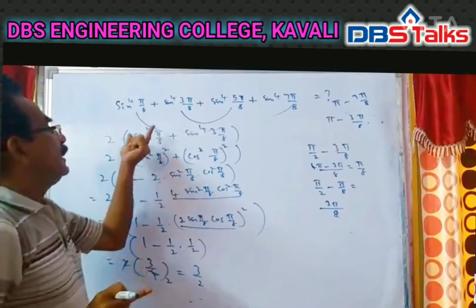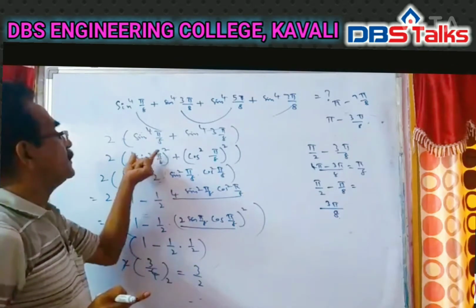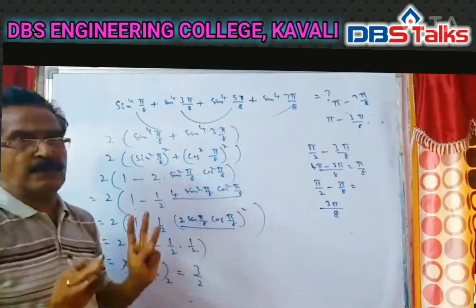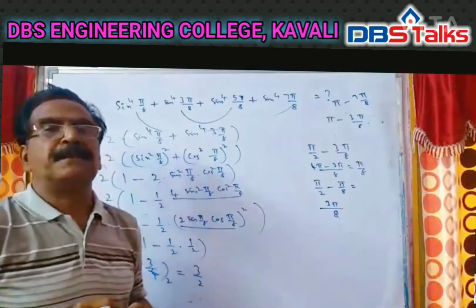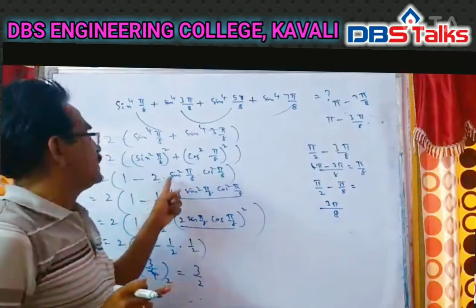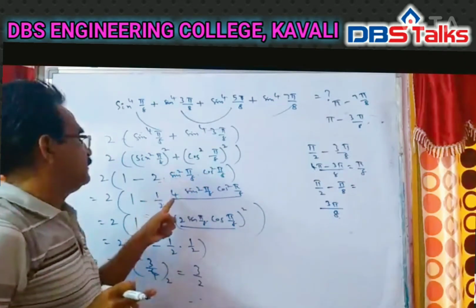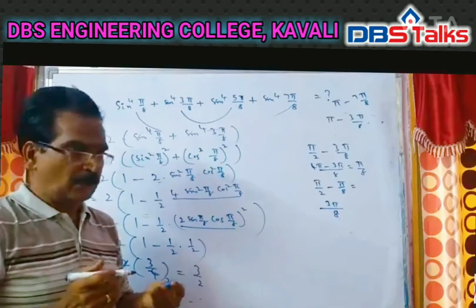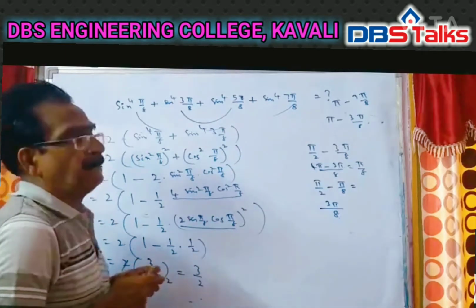So it is given in terms of power 4. This is sin square whole square plus cos square whole square, a square plus b square. A square plus b square means a plus b whole square minus 2ab. This is 2 sin pi by 8 into cos pi by 8 whole square. Okay friends, so simple answer.